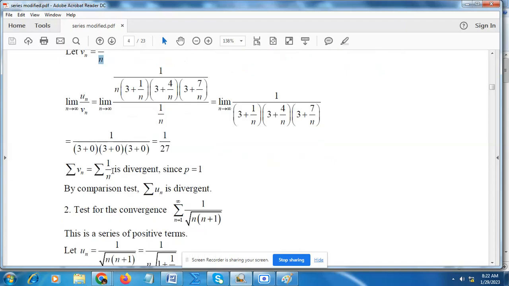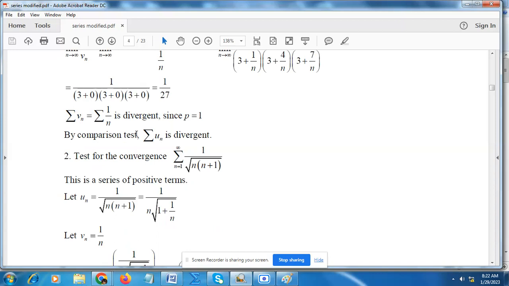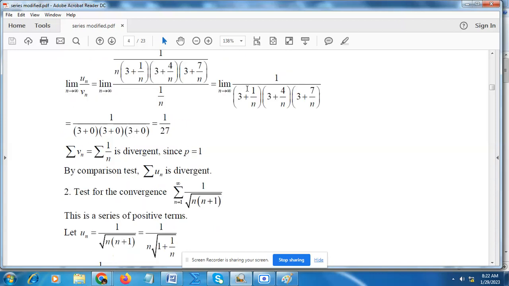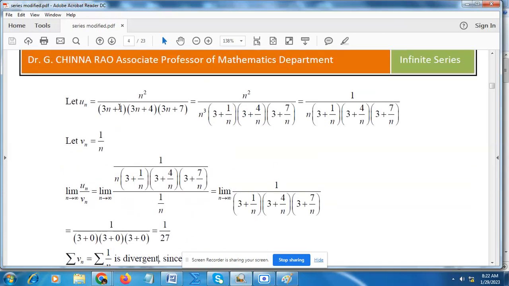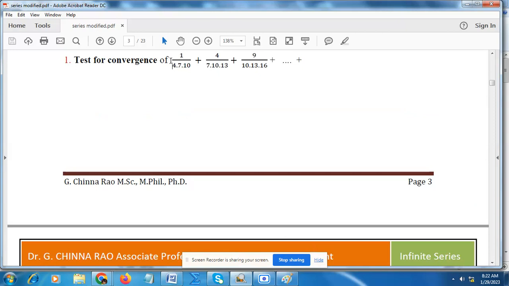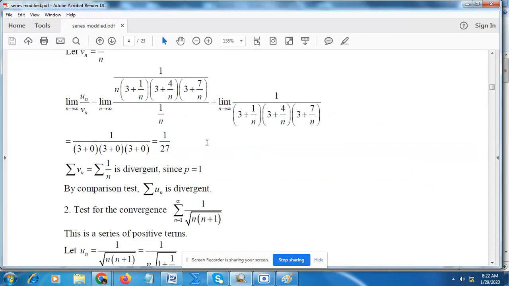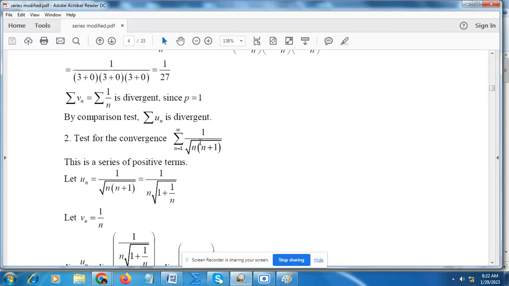Already we told that sigma 1 by n is divergent, because as per the auxiliary series, if p is 1 or less than 1, it is divergent. So that Vn is divergent. Un by Vn is non-zero and Vn is divergent. According to the comparison test, the given series is also divergent. If Vn is divergent, Un is also divergent. If Vn is convergent, Un is also convergent.